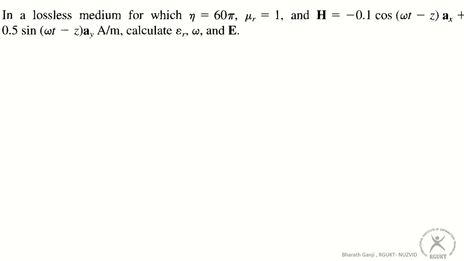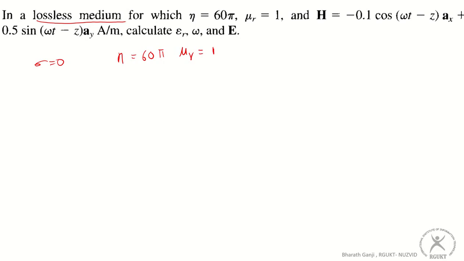So the question gives that there is a lossless medium. Whenever they say it is a lossless medium, it implies sigma equal to 0 for this medium. And the properties given are that the intrinsic impedance is 60 pi, and mu r is equal to 1.